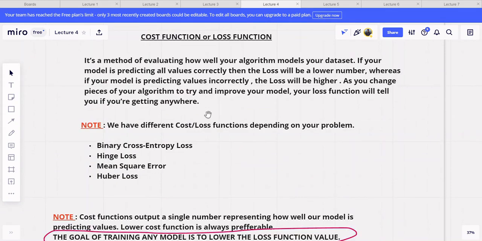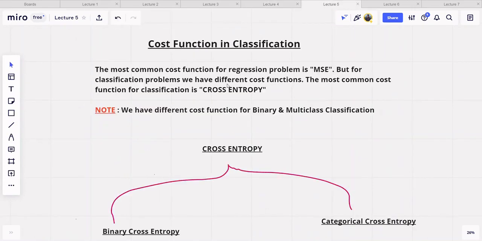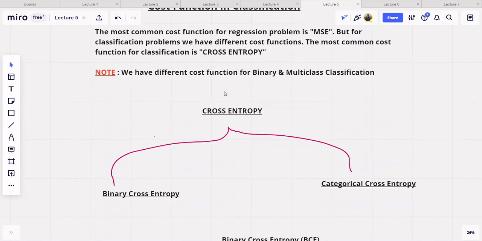Now for regression problems, the most common loss function was mean squared error, but for classification problems, the most common cost function is called cross entropy. This is specifically made for classification problems. Cross entropy is basically a loss function that we use in classification problems.